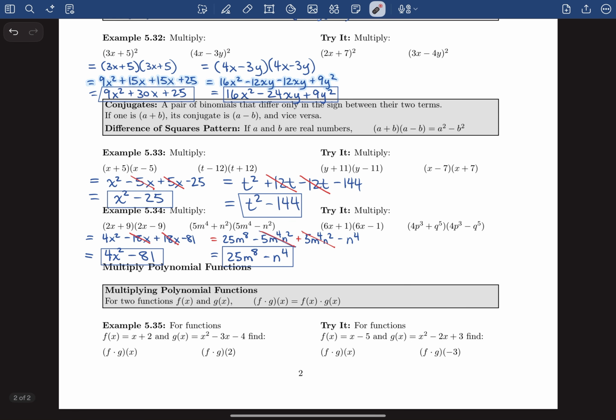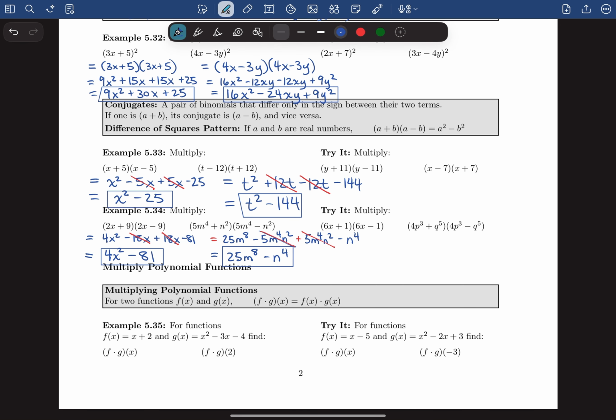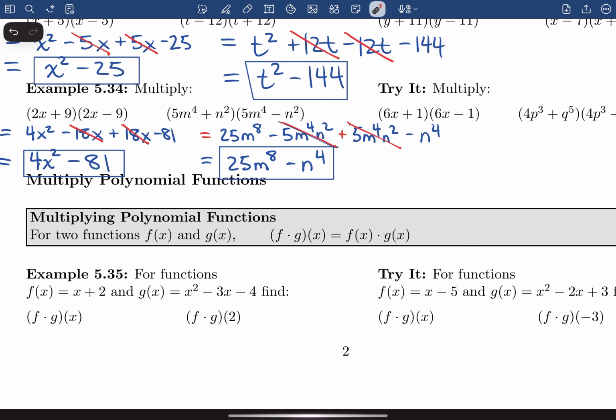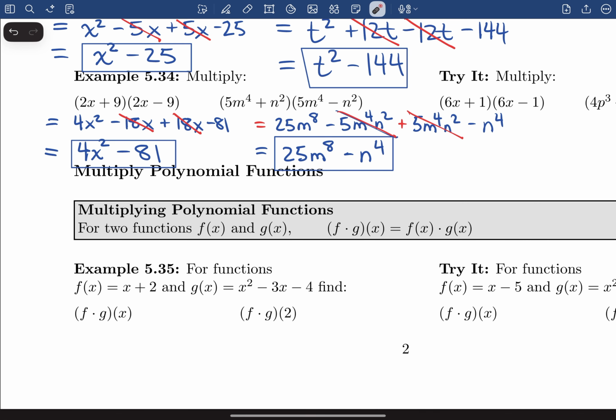Great. The last objective that we have today is multiplying polynomial functions. If we have two functions, like f of x and g of x, and I multiply these two functions together, we can write the notation like this: f times g of x. That's the same thing as taking the f of x function and multiplying by the g of x function. And if f of x and g of x are both polynomials, it's just multiplying two polynomials together. So let me show you.